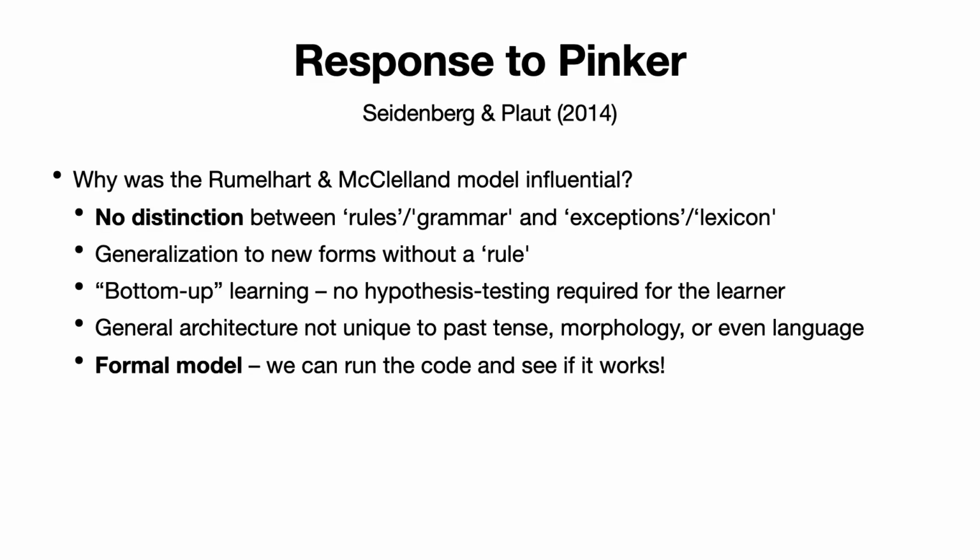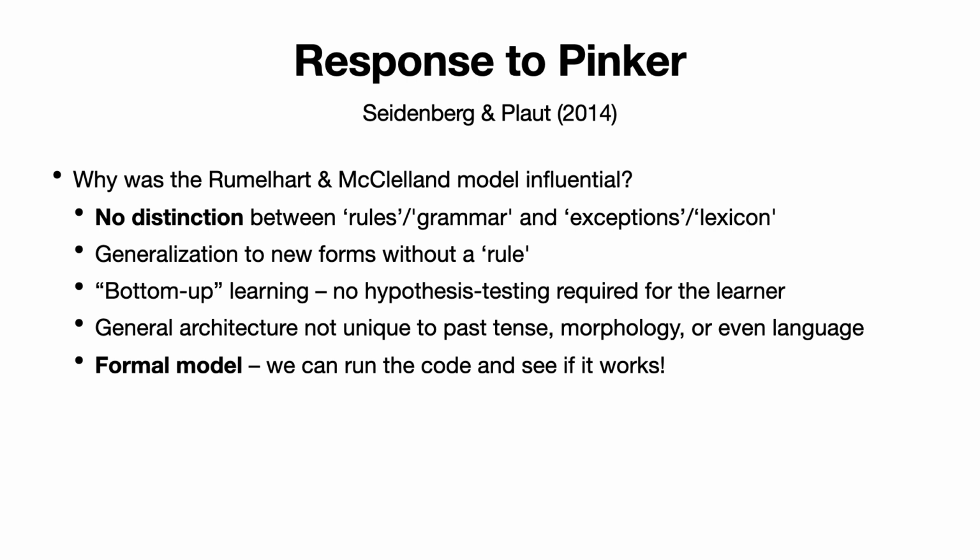So obviously, as I said, no scientific debate is really ever fully resolved. So McClelland and Rumelhart's side had a response to the response, and so on and so forth ad infinitum. So this was a response by Seidenberg and Plaut, and they make a couple of bigger theoretical points, I think, that say why did people not just immediately give up on Rumelhart and McClelland's model?